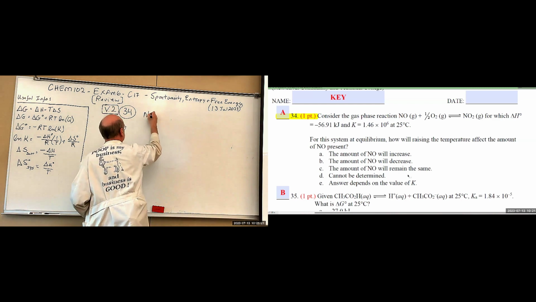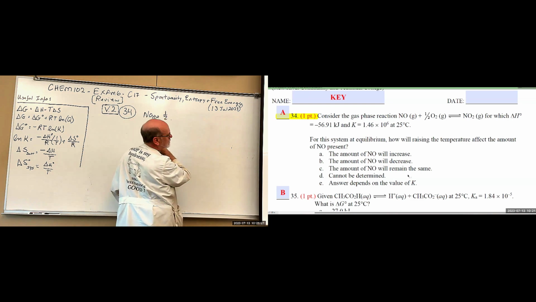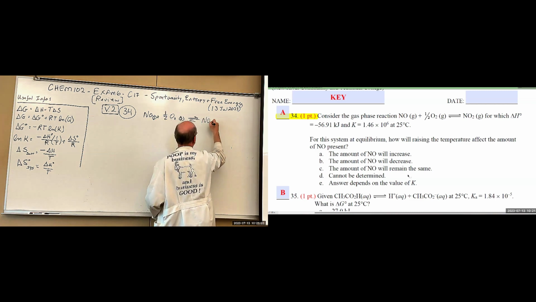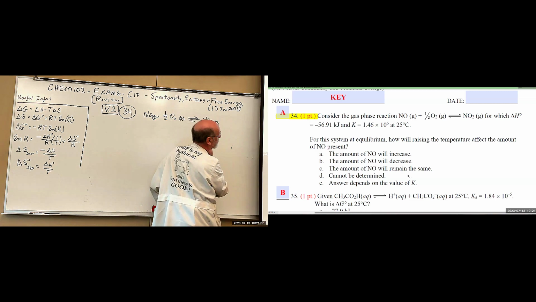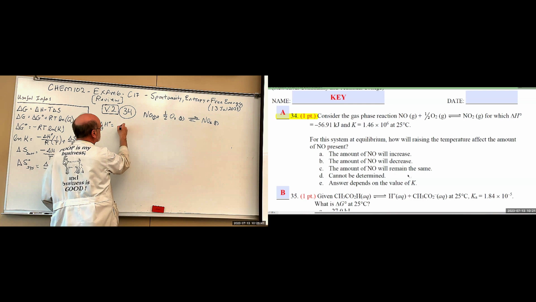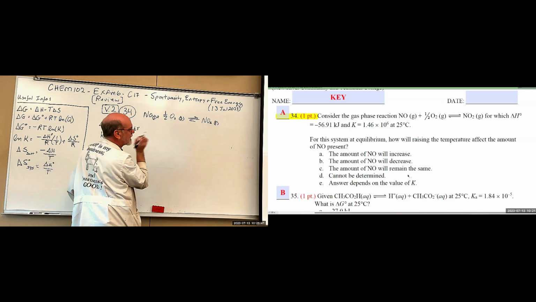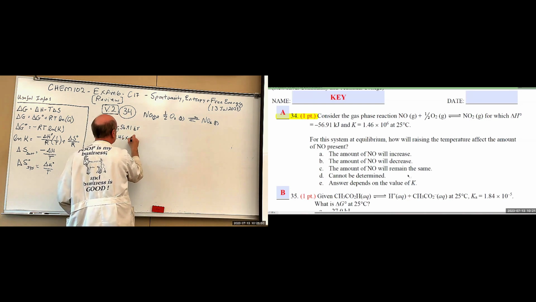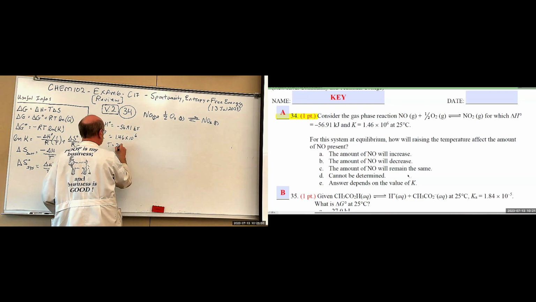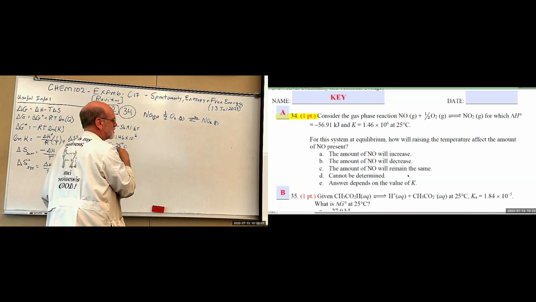All right, so NO gas plus 1/2 oxygen in equilibrium with NO2 gas. And delta H0 is minus 56.91 kilojoules. K is equal to 1.46 times 10 to the 6th at 25 degrees. Okay. How will raising the temperature affect the amount of NO?